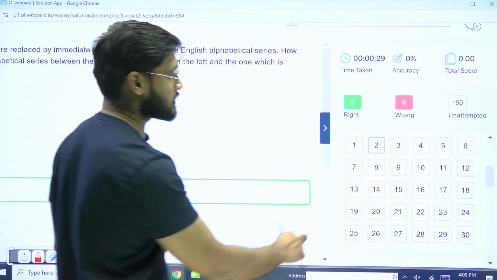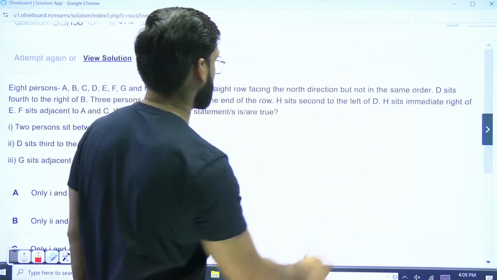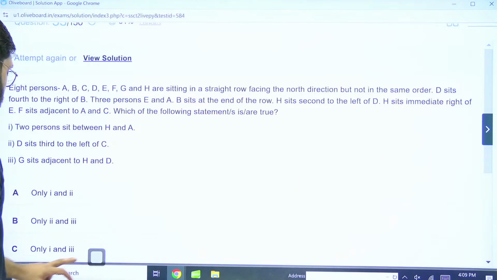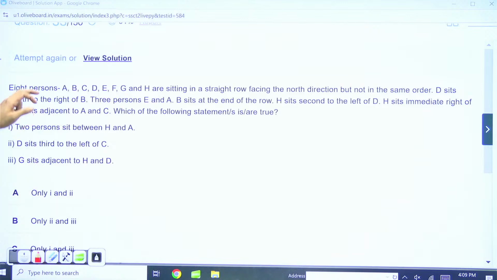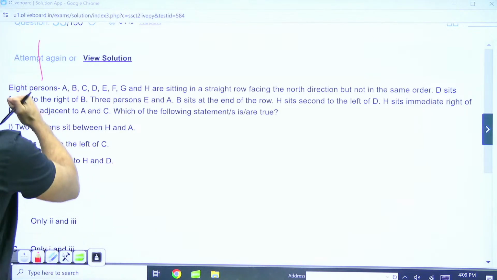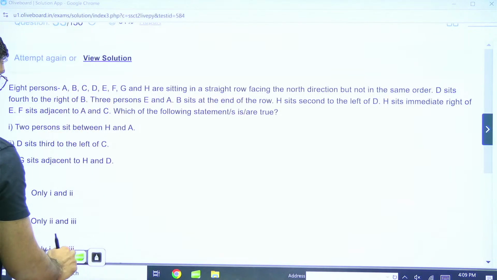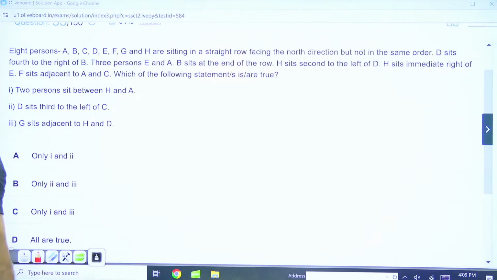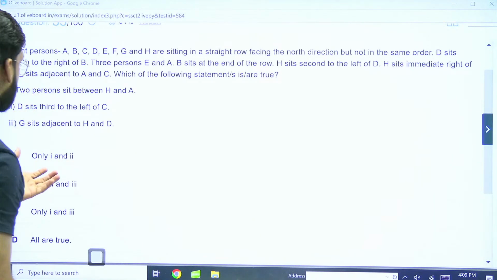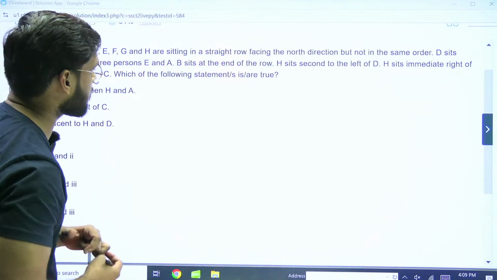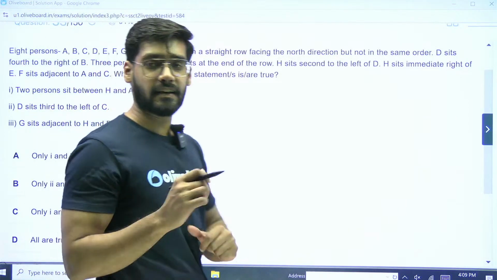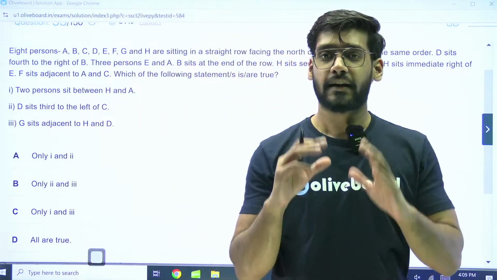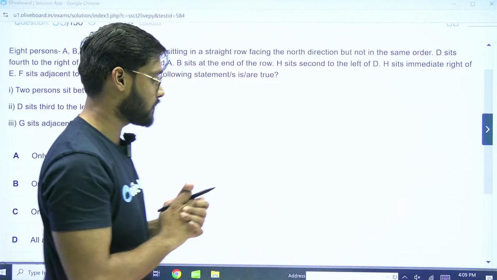Next, the third question on our screen. This is not a data sufficiency question; it is a sitting arrangement question. So let's see how we can approach this question.